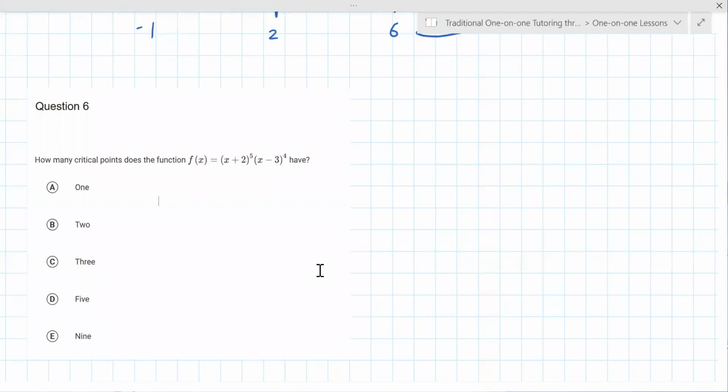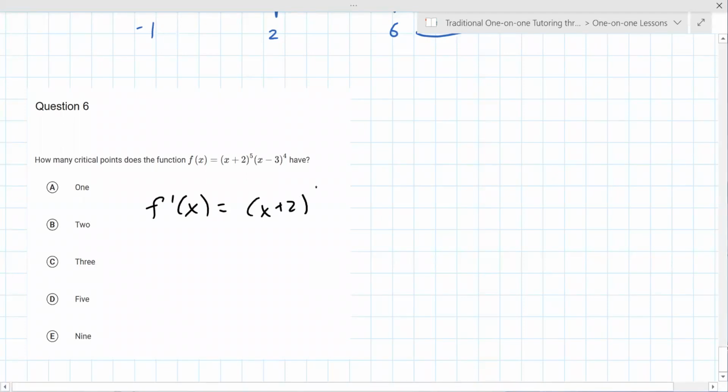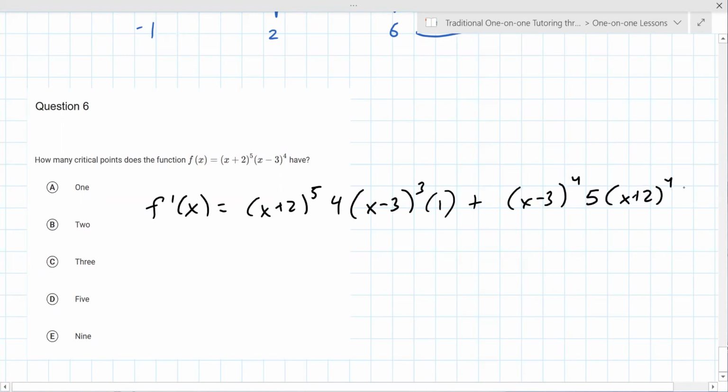Are you ready? Yeah. All right. So the derivative is, you like to keep the first here. Derivative of the second is 4x minus 3 cubed. Derivative of the inside function is 1. Plus, the second one, derivative of the first is 5, x plus 2 to the 4th, derivative of the inside is 1. And then you try and factor out. So you're going to factor out... I haven't factored it yet.